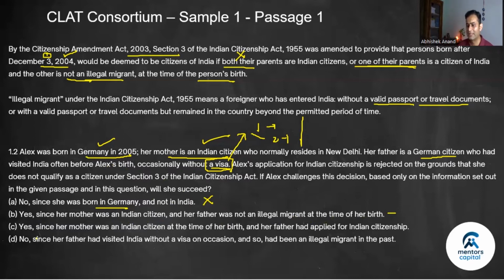Let's look at C. Yes, since her mother was an Indian citizen at the time of her birth and her father had applied for Indian citizenship. This A, we don't know. And second, this is also not a criteria. So this is definitely out.